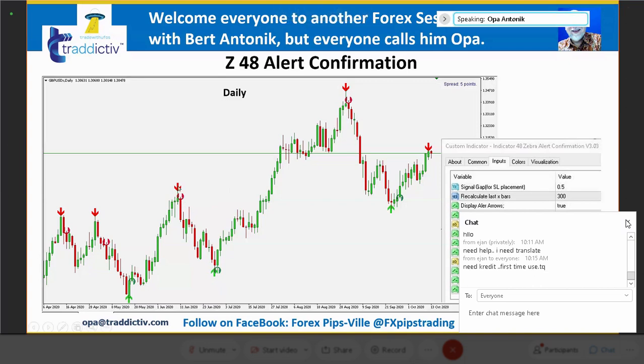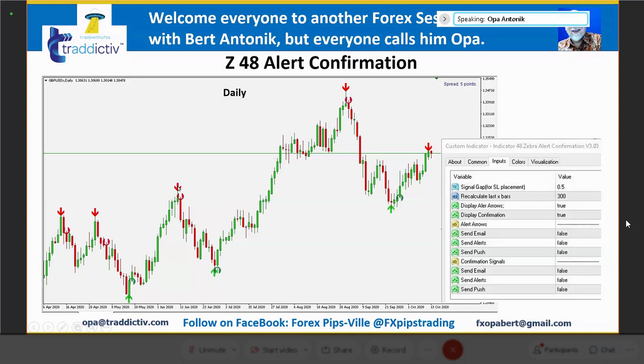But anyways, here we see the alert. That's the alert arrow, and that is then confirmed. We get in, and what we do is we immediately set up at least a one-to-one as a target. And in most cases, what you'll find is you will at least make between 30 and 50 pips. Why do I say 30 to 50?